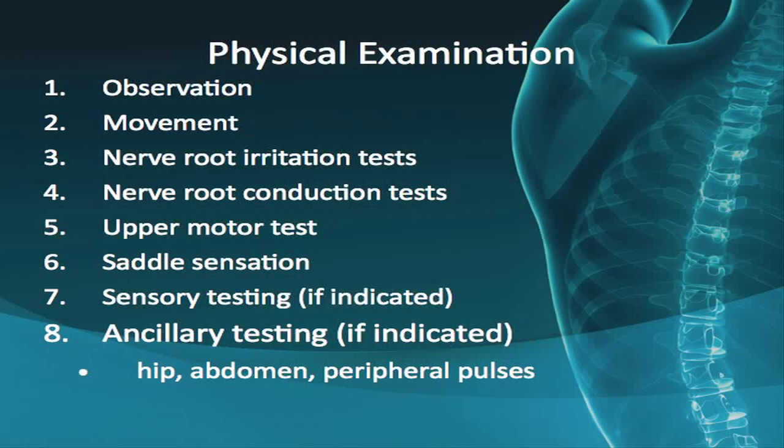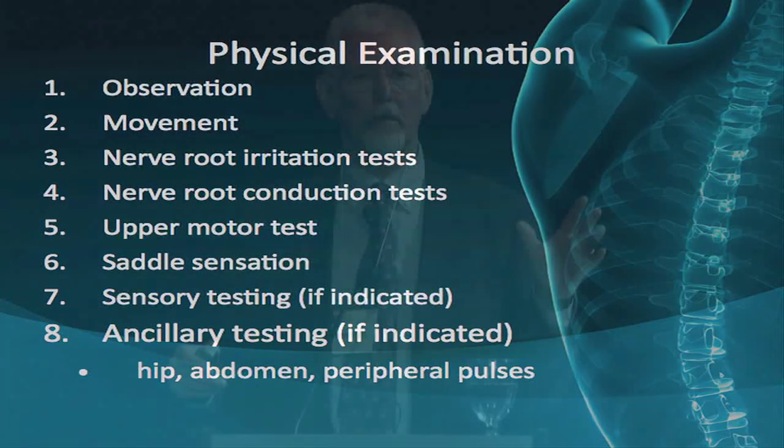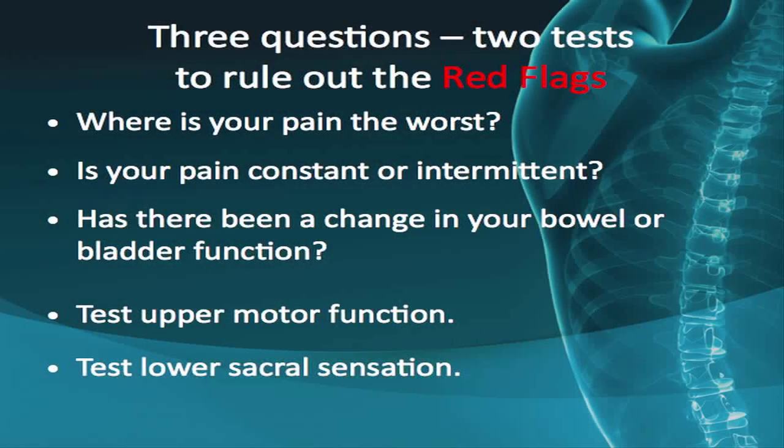You can test other things if you need to, and this, again, depends on the history, depends on the story. I'll test the hip function. I'll certainly test peripheral pulses, maybe an abdominal exam. Whatever else is added into this, depending on the pattern that you heard on history. So we've got three questions and two tests. Where is your pain the worst? Is that pain constant, intermittent? Has there been a change in your bowel bladder since your pain started?